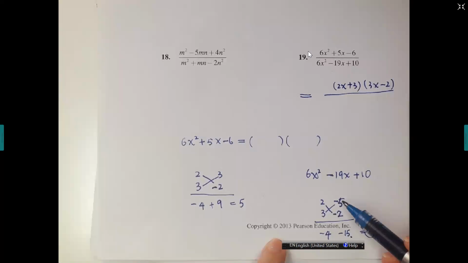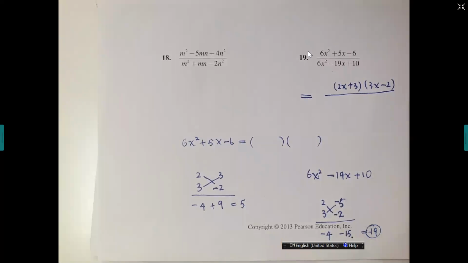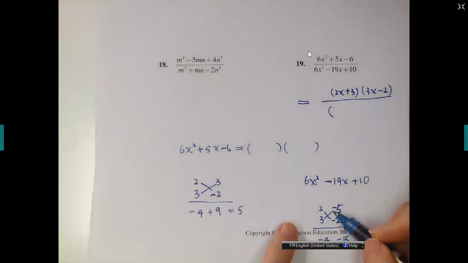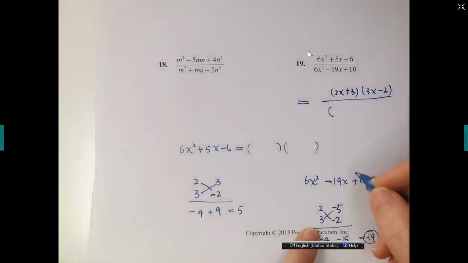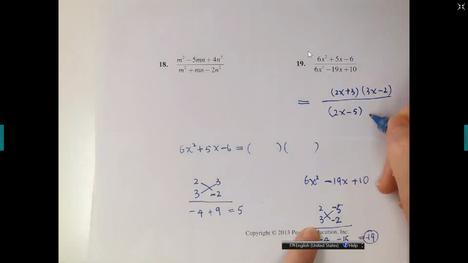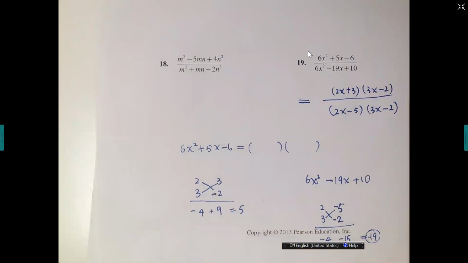This is very, very challenging. You cannot just write down the factored form right away. You have to do a lot of work, trial and test. Then you can get those two numbers, which give me the binomial 2x minus 5, and 3 and negative 2 means 3x minus 2. So I factored the numerator and denominator respectively.